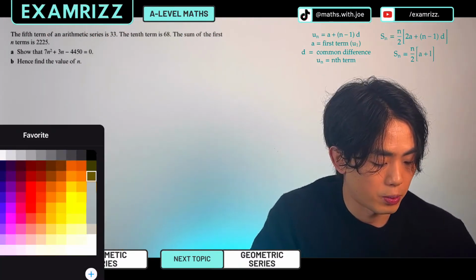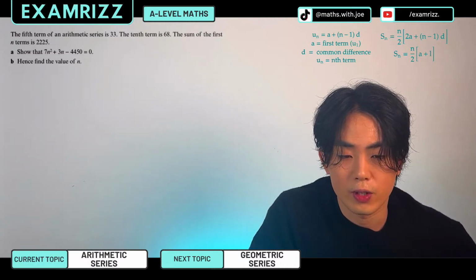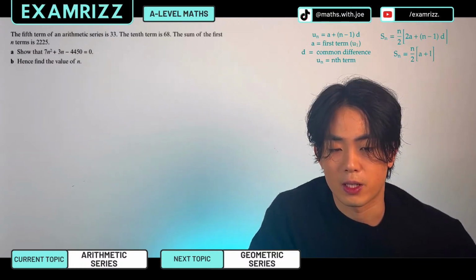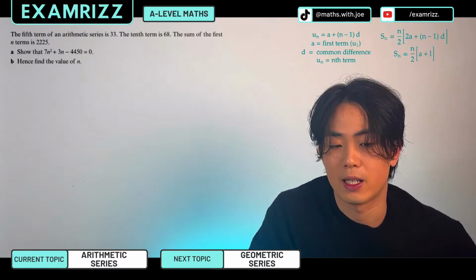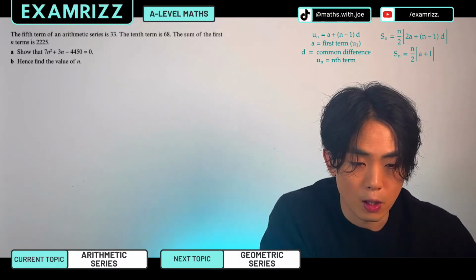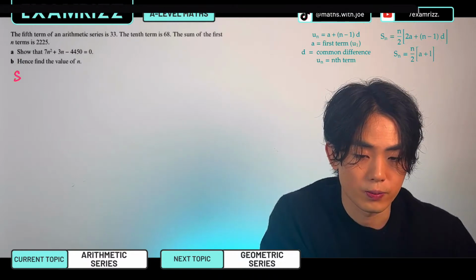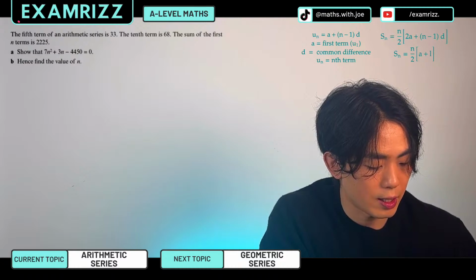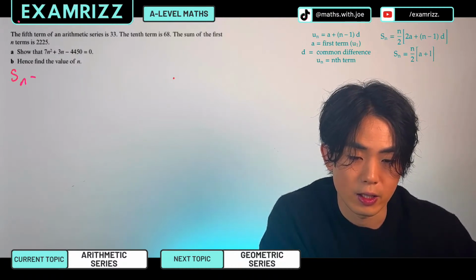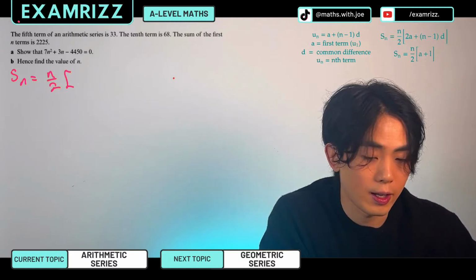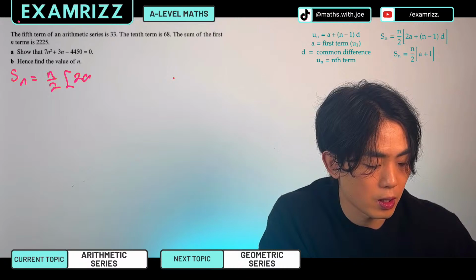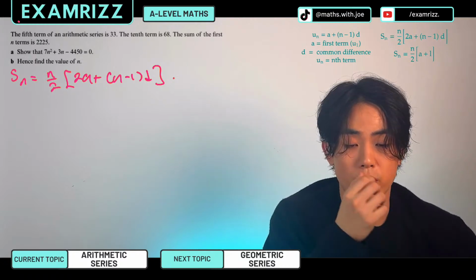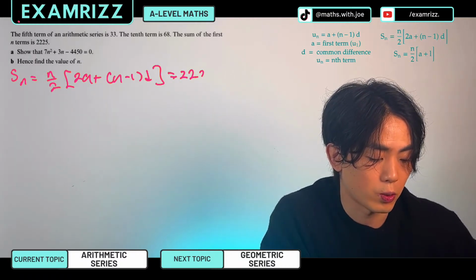All right, let's try another example. Let's try this one here. We have the fifth term of an arithmetic series is 33, the 10th term is 68, and the sum of the first n terms is 2,225. Show that this equation is such. Okay, so we're given the sum of the first n terms. Let's write it as Sn here. Sn is equal to n over 2 times 2a plus n minus 1 d. That's the generic formula, and this is going to be equal to 2,225.